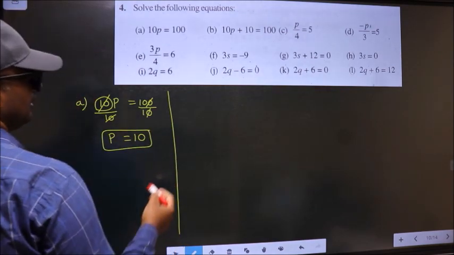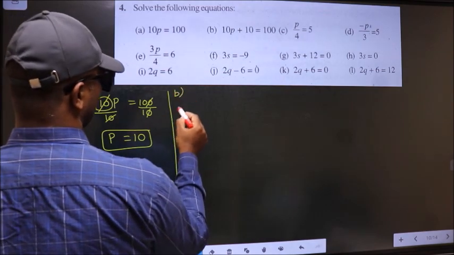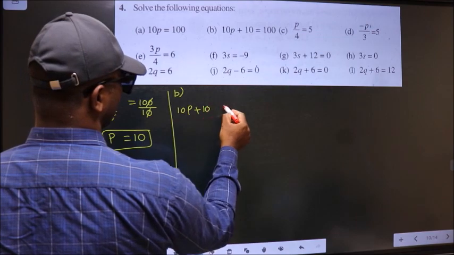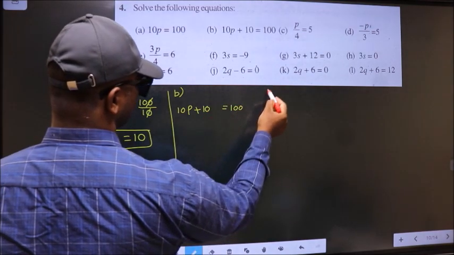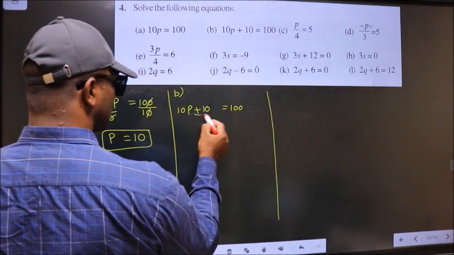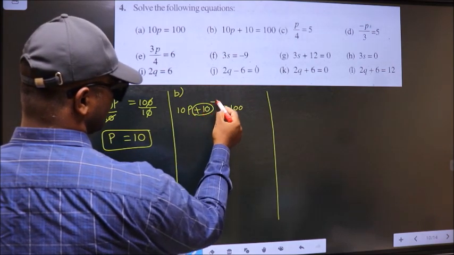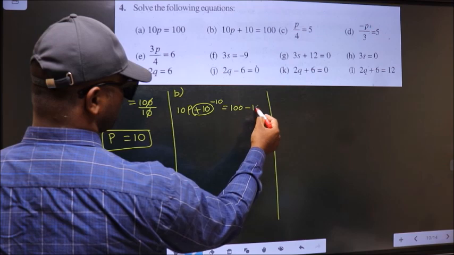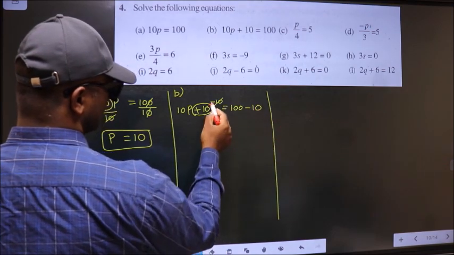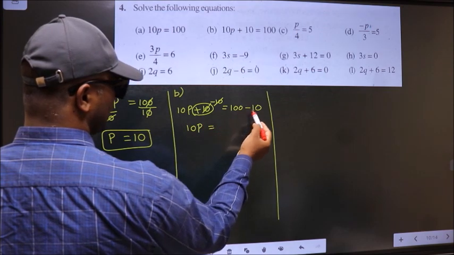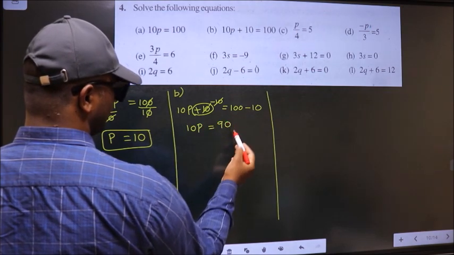Next, B. 10p plus 10 equal to 100. Now, first we should remove plus 10 from here. To remove plus 10, you should subtract 10 on both sides. So this cancels out, you get 10p equal to 100 minus 10, 90.